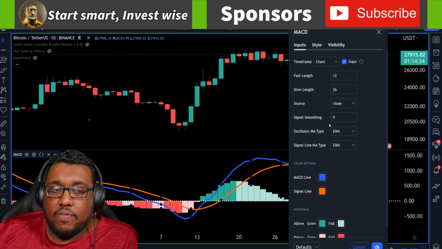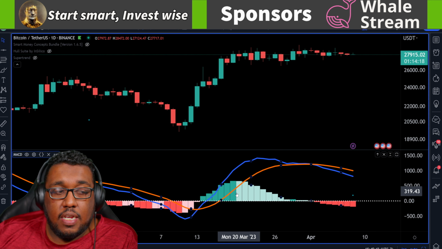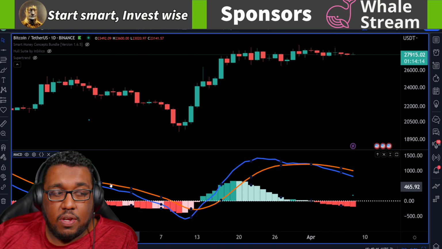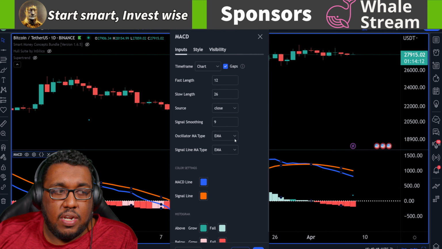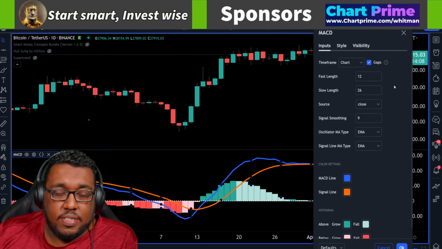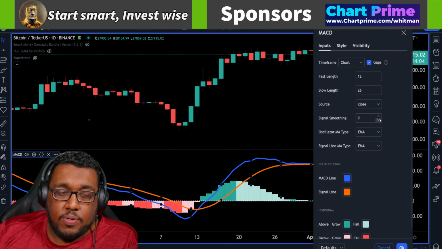Now, after we have the source here, we have signal smoothing. This just determines how fast and aggressive this signal line is. Some of you guys want this thing to be moving very fast and rapidly. Some of you guys want this to be very, very slow. There are tons of different numbers out there that you can use for this, like 6, 5, 20. There's a bunch. For now, let's just leave it at 9, but I will give you guys, again, some opportunities to change this up in the future so you guys can backtest this.